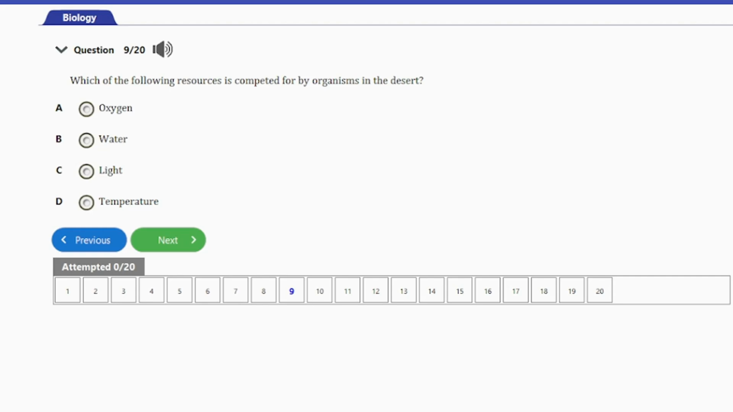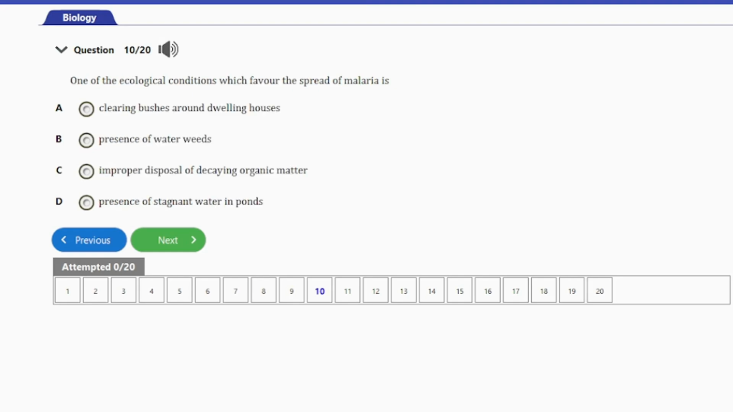Question number 9 says, which of the following resources is competed for by organisms in the desert? A, oxygen, B, water, C, light, D, temperature. Organisms in the desert lack water, and that's the major resource being competed for, and that's option B. Let's consider the next question.